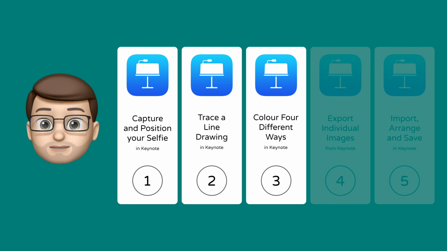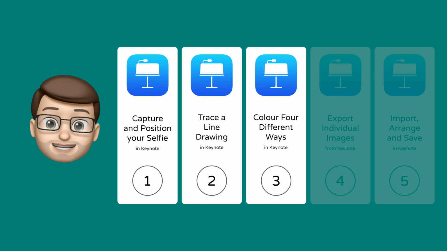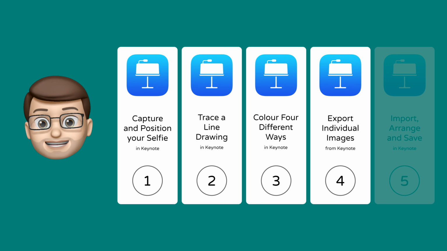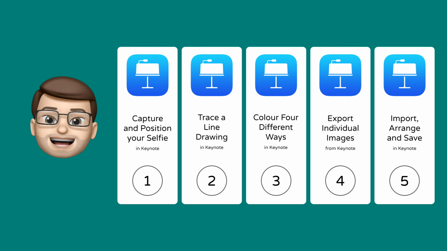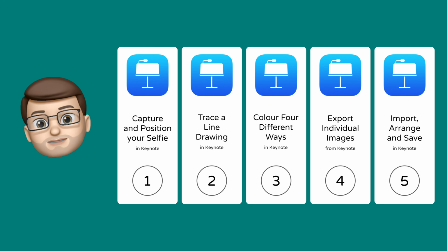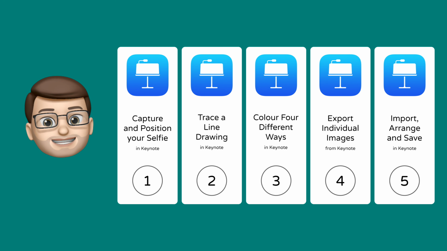Then, coming into step number 3, we're going to make 4 copies of this drawing, and we're going to colour each one in a different way. That means by the time we get to step number 4, we're going to have 4 vibrant, colourful self-portraits, and we're going to export them all as individual images. And finally, in step number 5, we're going to bring those images back into Keynote, we're going to arrange them on a page like a classic pop art picture, and we're going to save that as one finished image.